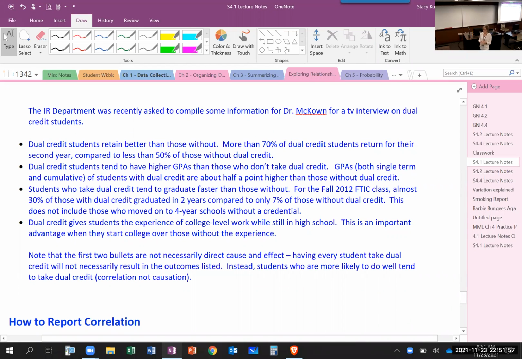In other words, he was explicitly describing that one does not cause the other, that there might be an association and there might be a tendency that you can look towards, but you can't definitively say just because you take dual credit, you're going to excel in college. Direct causation. Okay, so that's kind of an example of how it's used in the real world, I would say.